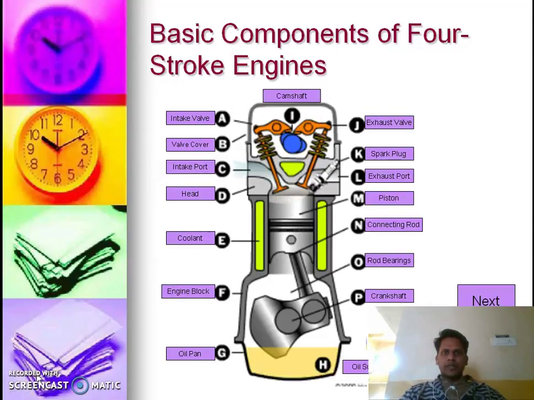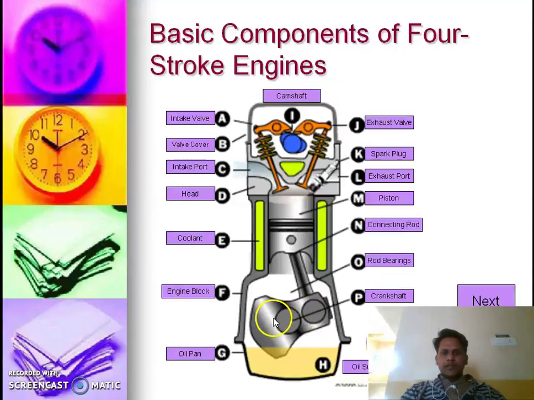This shows the basic components of the four-stroke engine. This is the basic general layout of a four-stroke engine. In a four-stroke engine, this section is called the head. This is a complete head. Inside of this, there are cam-loaded valves. There are two valves, intake valve and exhaust valve. Both are spring-loaded valves.